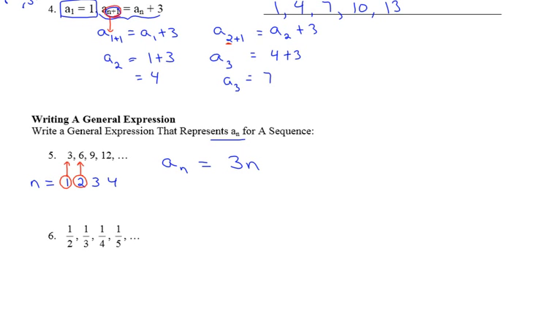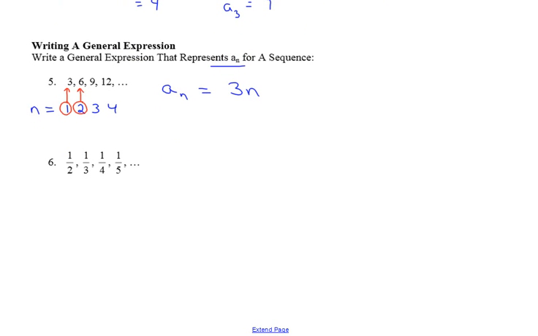It's a little bit complicated to write the rule for a sequence. We're going to make it a little bit easier in the next couple days. But for now, what we have to do is figure out how the n, the term number, is connected to the number in the sequence itself. Let's take a look at another example.